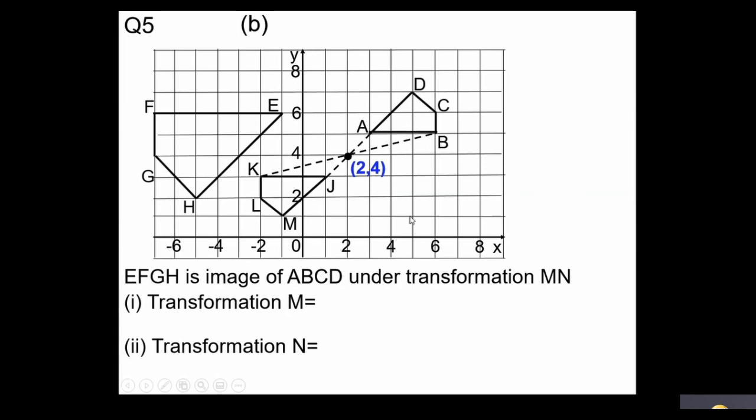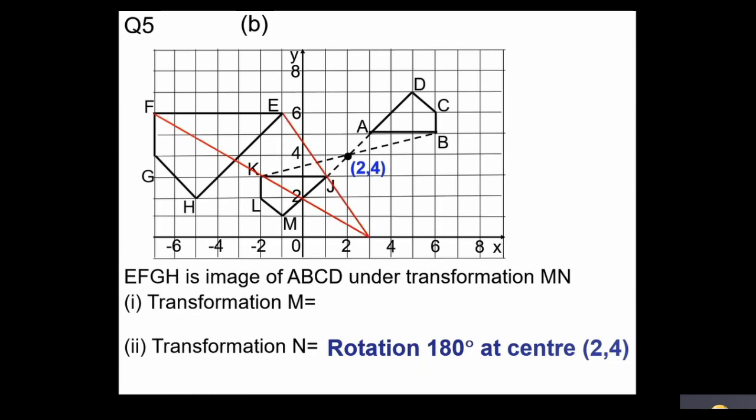So you write for N first: rotation 180 degrees. You don't have to write clockwise or anti-clockwise because whether it's clockwise or anti-clockwise is the same. And state the center. Once you have this to this, how? Enlargement, right? Draw a line. So the center is here.